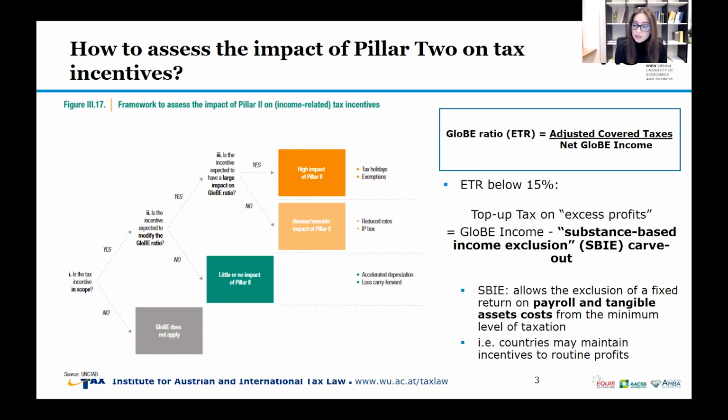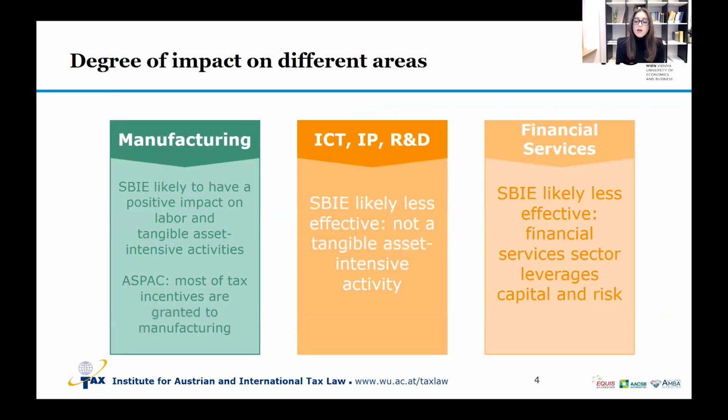However, the magnitude of the impact depends on two key factors. The first one is the impact of the substance-based income exclusion, the carve-out, on the top-up tax calculation. And the second one is the category and design of the tax incentive. So, analyzing first the impact of the substance-based carve-out: the first thing that countries will have to do is to assess the degree of the impact on different sectors and areas. The degree of impact on specific incentives depends on this mitigating effect of the carve-out. The carve-out, as Mona has said in the previous presentation, allows the exclusion of a fixed return, which will be 5% in 10 years, on payroll and tangible asset costs from the calculation of the top-up tax, making the ETR higher for the jurisdiction.